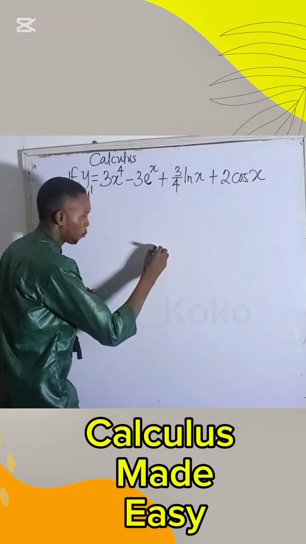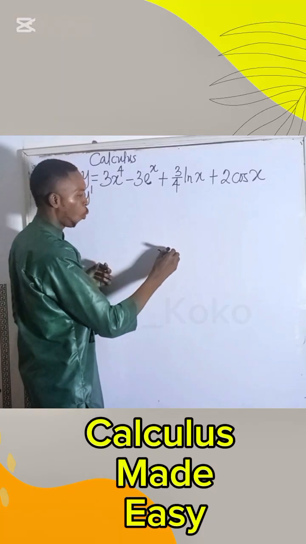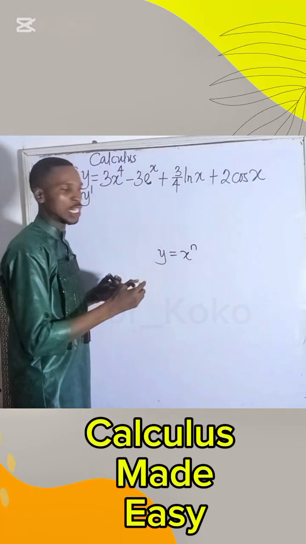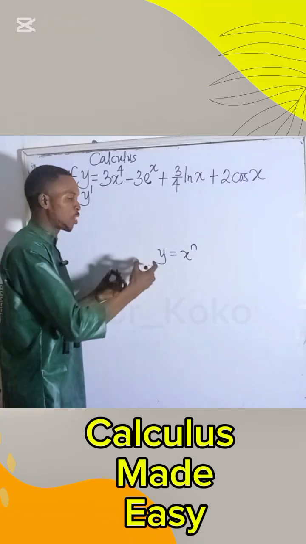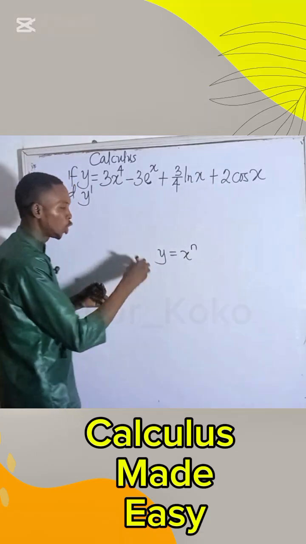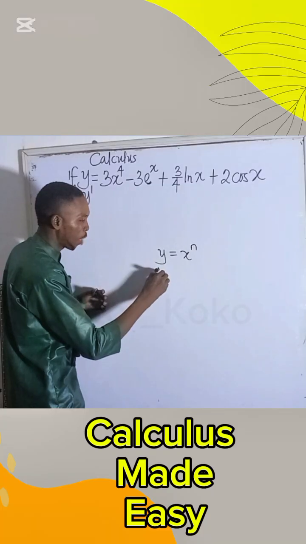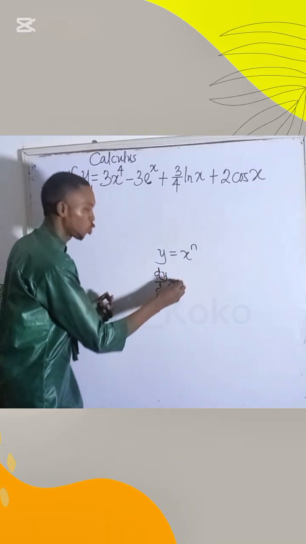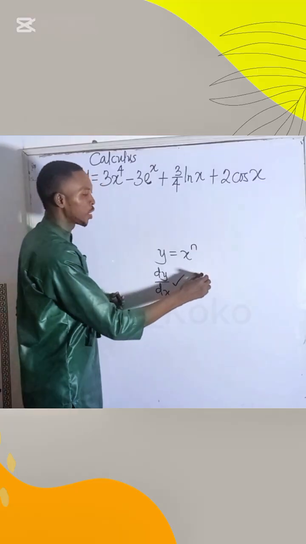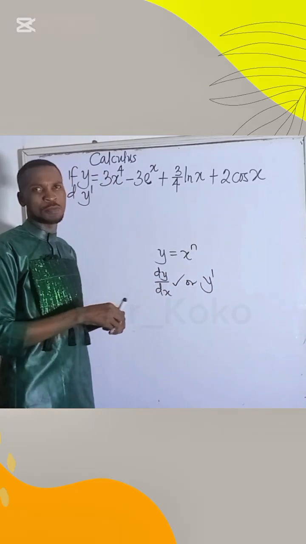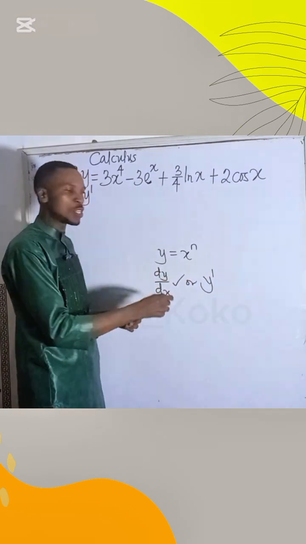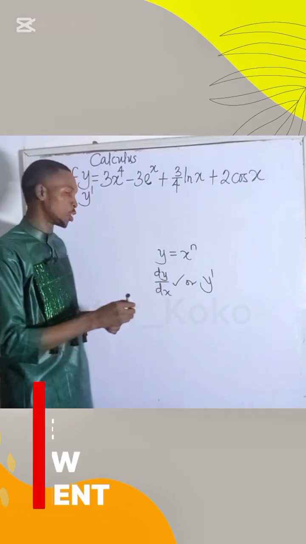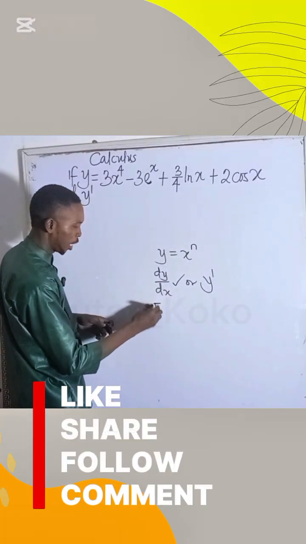All right, so you look at the board. For example, if we are given y is equal to x to the power of n, and you are asked to calculate the derivative of y, it can be written as dy/dx. This is correct. Or it can be written as y prime. This means y prime, and it means differentiate y with respect to x. Did you understand?